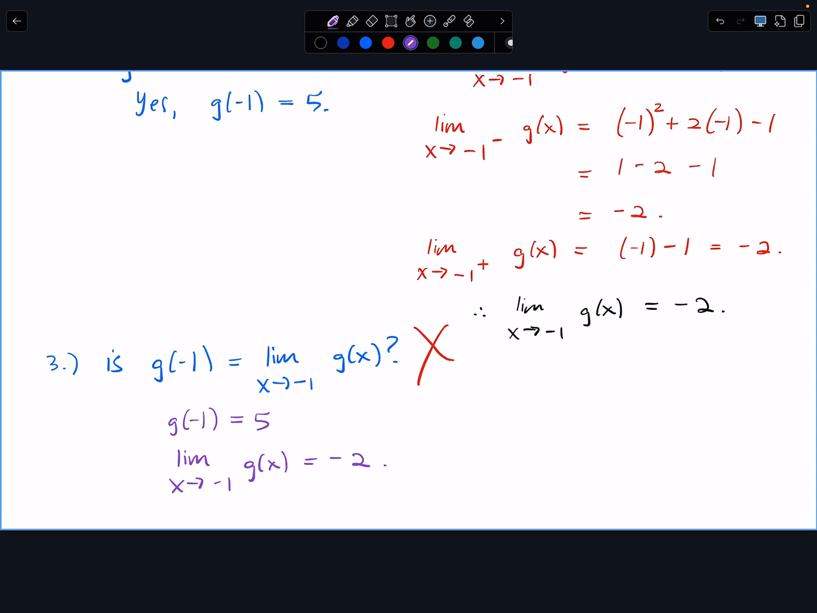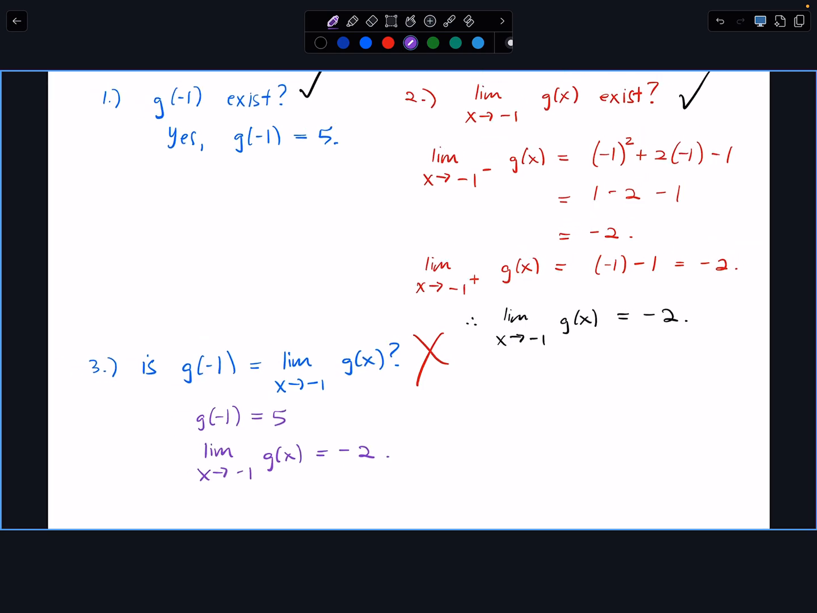Because remember, if a limit exists, does that mean it's approaching the same value from both sides? Is that a jump? No. Okay, so what does that mean? There's a hole. Okay?